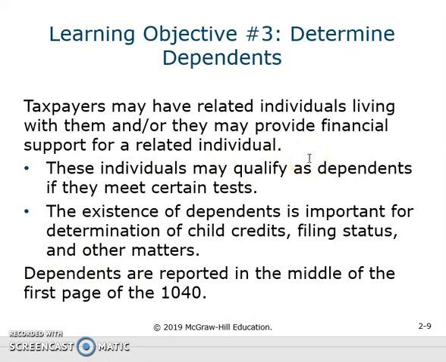So next, for certain tax filing statuses, like head of household, we need to determine if a taxpayer has dependents. These are related individuals that are living with the taxpayer, and the taxpayer may provide financial support for these individuals. They would qualify as dependents if they meet certain tests. The existence of dependents is going to be important for determination of child credits, filing status like head of household, and other tax matters. The dependents for a taxpayer are going to be reported in the middle of the first page of the 1040 form.